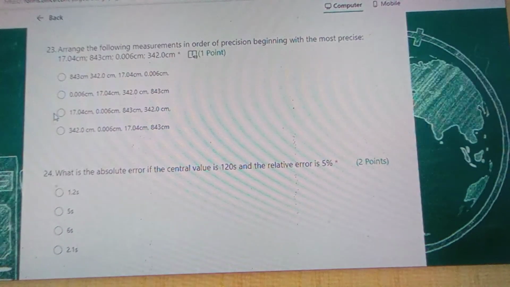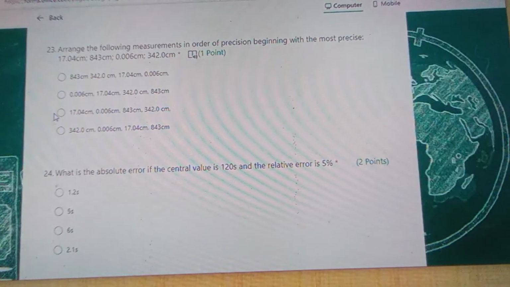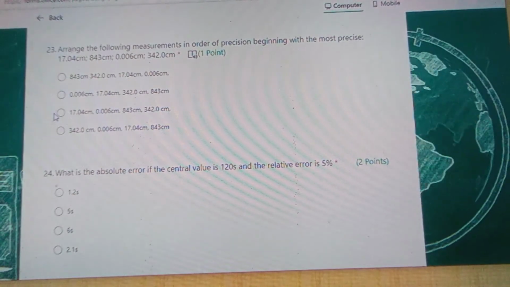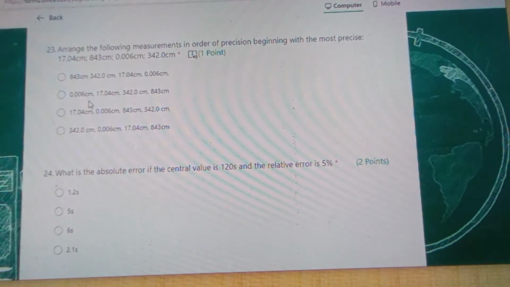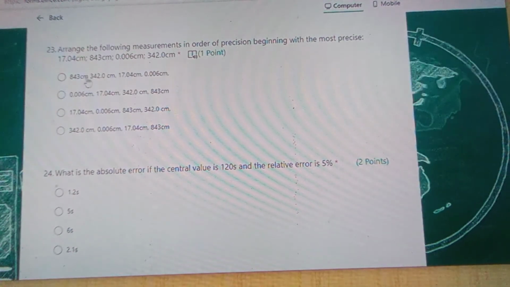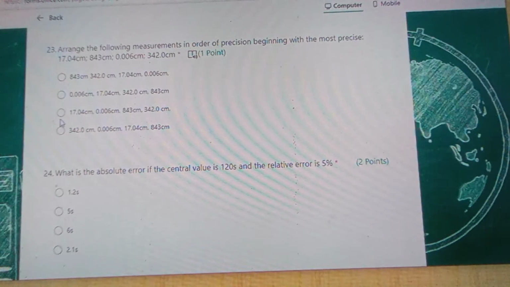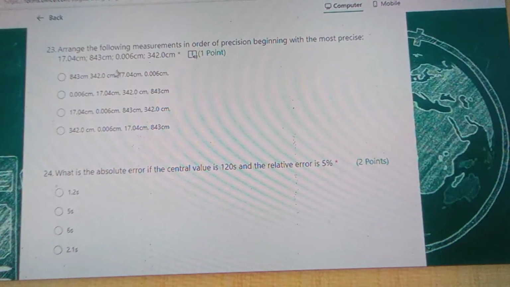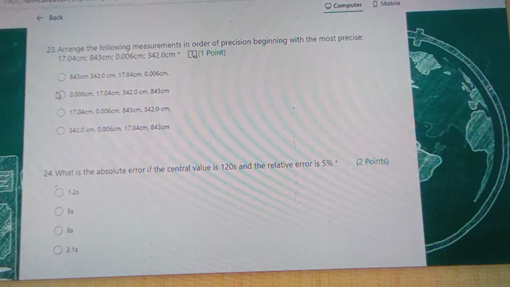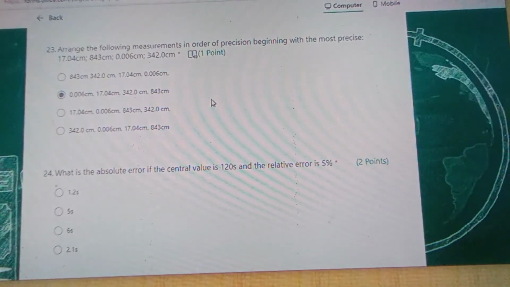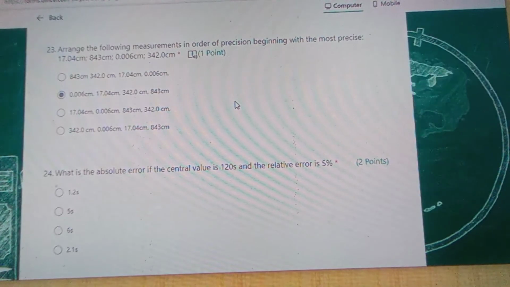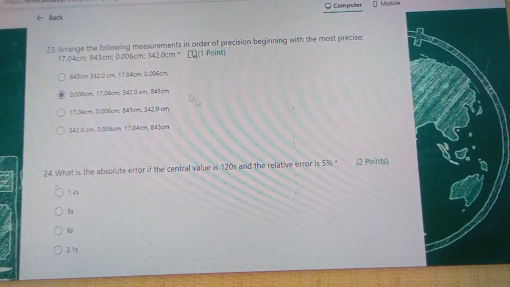Okay. Question number 23, it is to arrange the following measurements in order of precision, beginning with the most precise. So they are arranged, but according to you, you will choose the best order. Okay? Which order is showing the most precise order. Okay, you choose from the given list.